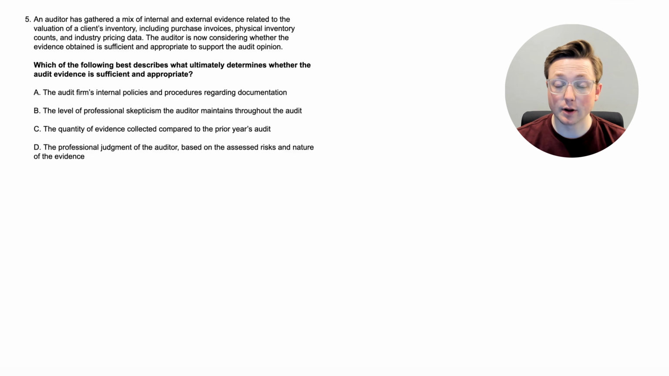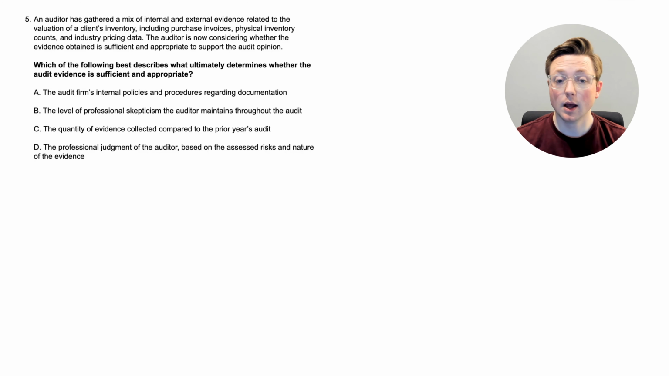An auditor has gathered a mix of internal and external evidence related to the valuation of a client's inventory, including purchase invoices, physical inventory counts, and industry pricing data. The auditor is now considering whether the evidence obtained is sufficient and appropriate to support the audit opinion. So again, which of the following best describes what ultimately determines whether the audit evidence is sufficient and appropriate?